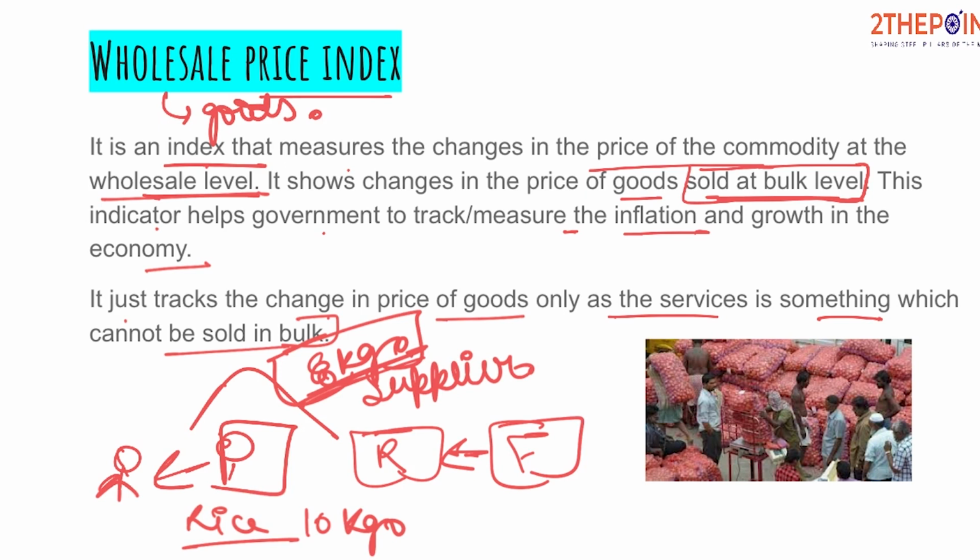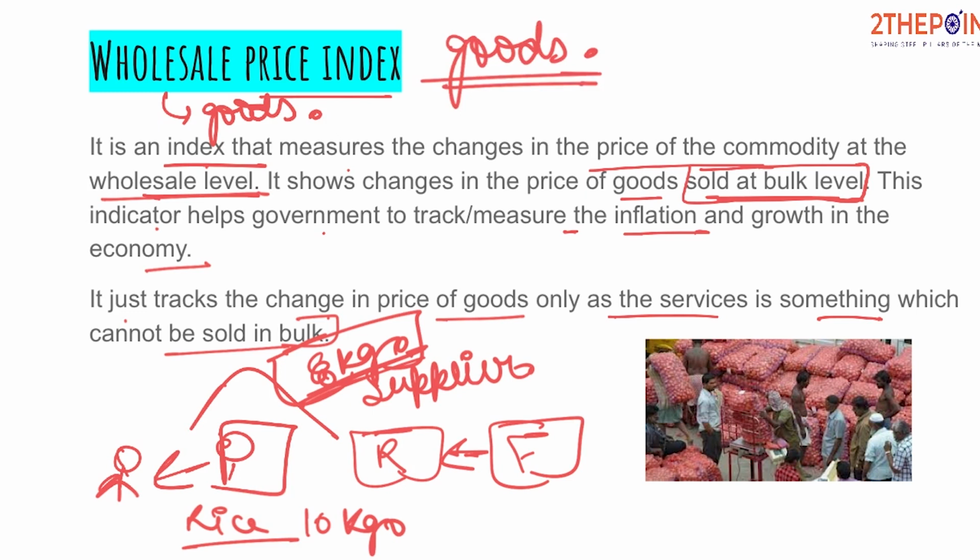Let's suppose you want to go to a restaurant, or you want to avail some hospital services. You cannot get it and store it in your house or in a warehouse. You just have to go and the doctor will check, or if you want to get injected, that can happen at that point of sale. It cannot be stored for the future as it is perishable. So services are not dealt in the wholesale market. That is the reason this wholesale price index only considers the price of goods.